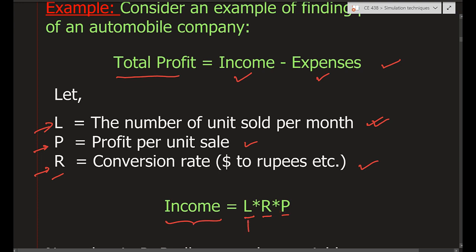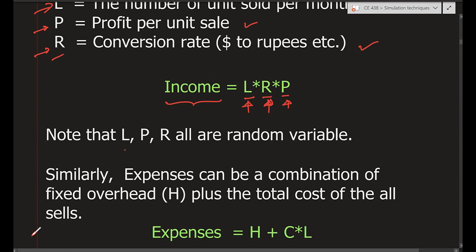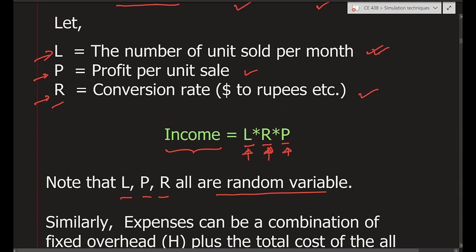So L is the number of units, R is the conversion rate, and P is the profit per unit. So if we multiply these three, we can get the total income. Note that L, P, R all are random variables. For example, the number of units sold per month can be a random variable. We don't know exactly how many units will be sold in a given month.